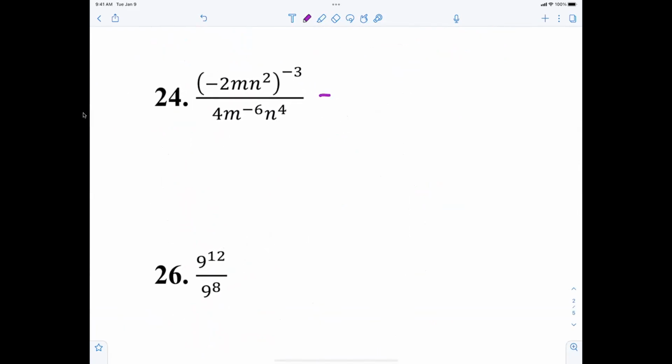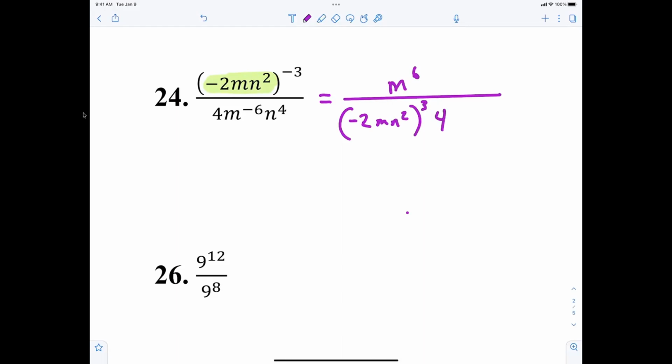Okay. Now, once again, here's my suggestion. This whole thing is to a negative 3, so I'm going to move that whole thing. That whole thing's going in the denominator as negative 2 mn squared to the 3rd power. 4 stays on the bottom. M to the 6th goes on the top, and n to the 4th on the bottom. This is a very good problem. Anybody have any questions with that so far?